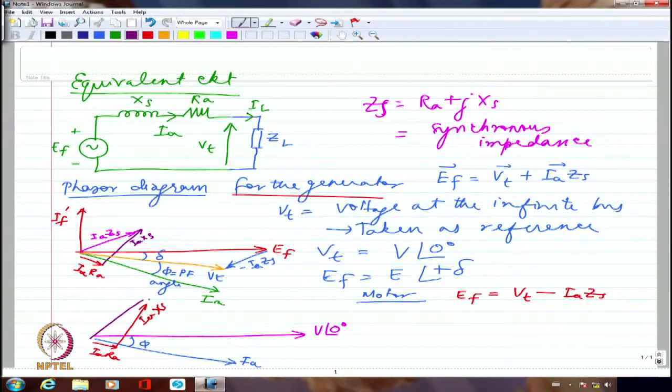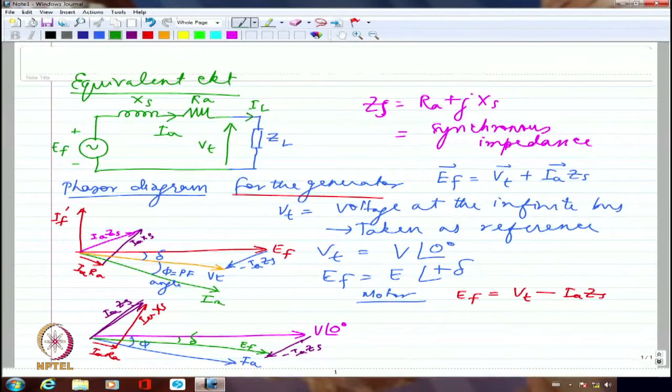Now this is going to be my IA ZS again. So I have to draw the same IA ZS in the opposite sense. So maybe this is minus IA ZS, in which case I am going to get the resultant EF somewhere here. That is, when I look at V minus IA ZS, I am going to get EF. Now this angle I may call delta again, but please note EF is lagging behind the terminal voltage V.